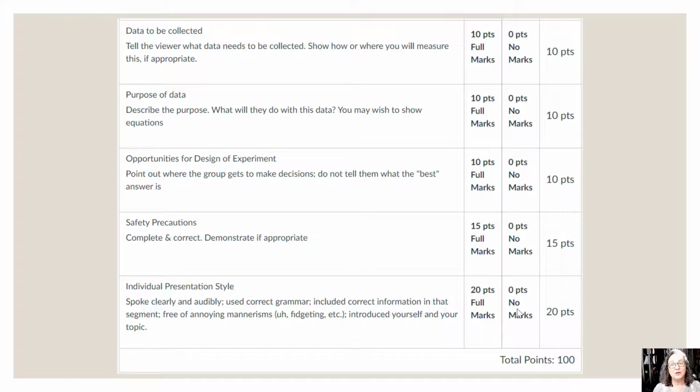You want to try to avoid annoying mannerisms, so a lot of uhs and ums. I know I put a lot of those in my speech, so it's hard to avoid. But you also want to avoid things like hair fidgeting or looking up and talking to the ceiling, because that's sort of obnoxious. I know it's weird because you're talking to a camera, but talk to the camera or to the screen in general, frontward facing, not looking off in some random direction. And be sure that you introduce yourself and what topic you are going to be speaking on. So that's how you're going to be graded.